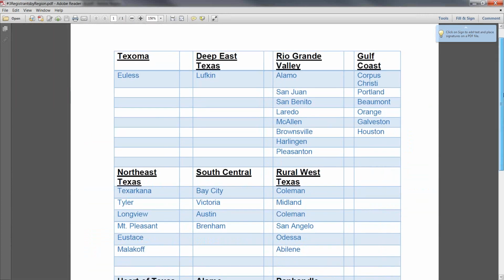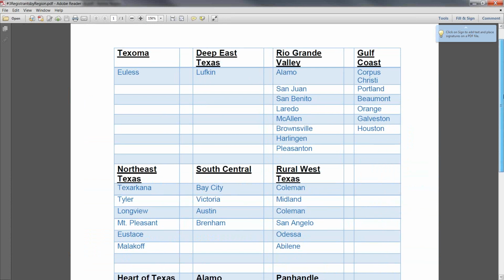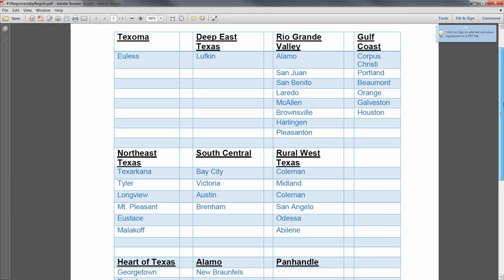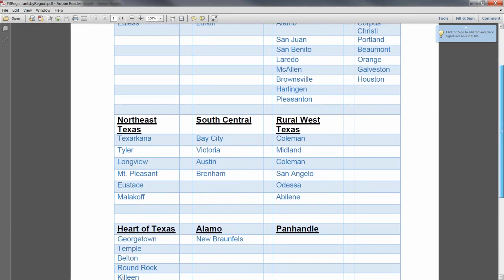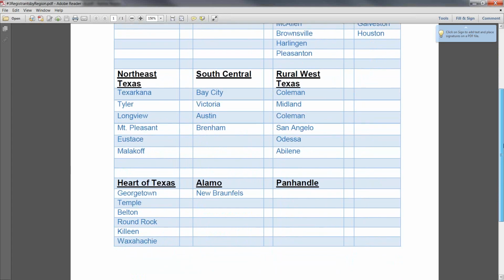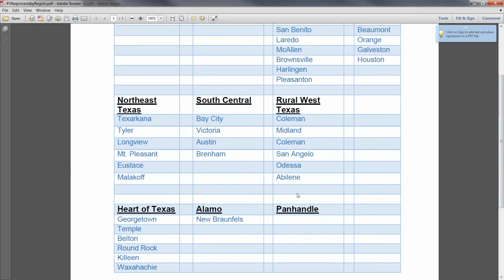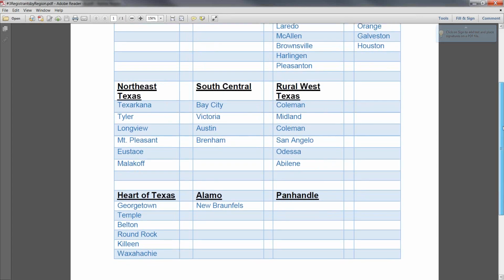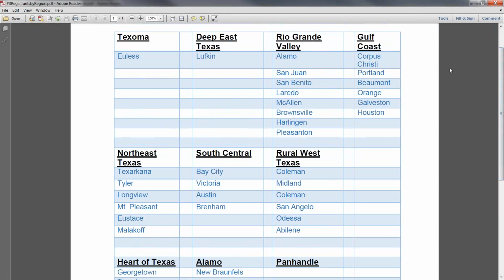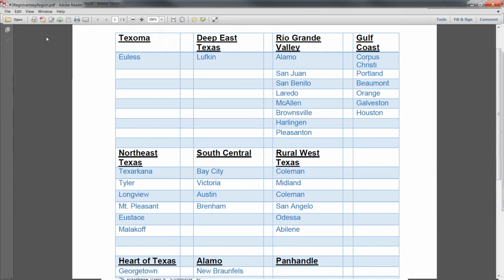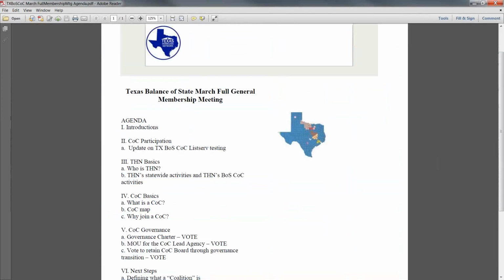Some areas are covered a little bit more than others, but you can see the cities that are represented here by their region. I don't think that we have anyone from the Panhandle, but that is because their consortium meeting is actually on this day. So hopefully we can eliminate that conflict in the future. But we do have good coverage. And I want to show you one more thing to demonstrate who is on the call.